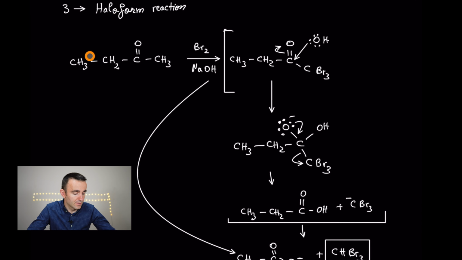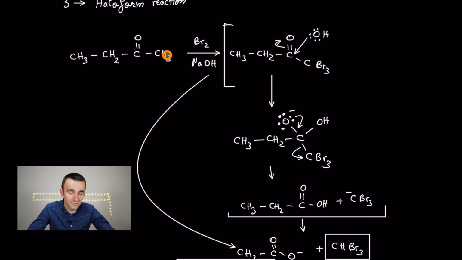Haloform reactions. When you treat a methyl ketone with bromine in basic conditions, what you're going to form is bromination of these three hydrogens here to form the haloform, this compound here.